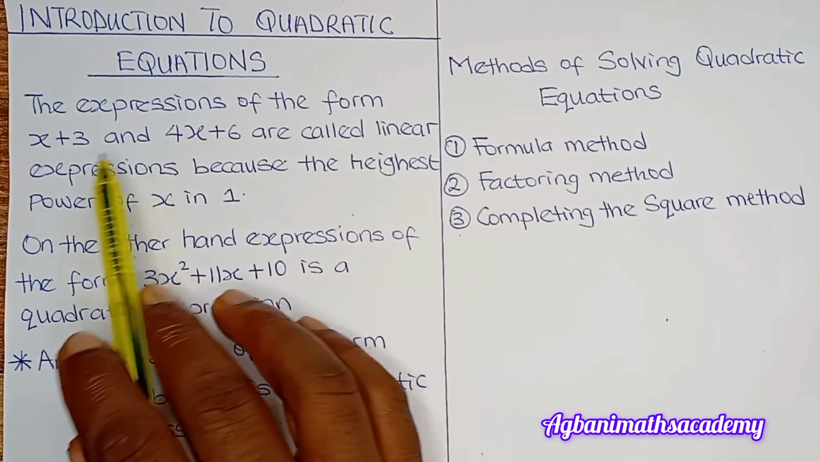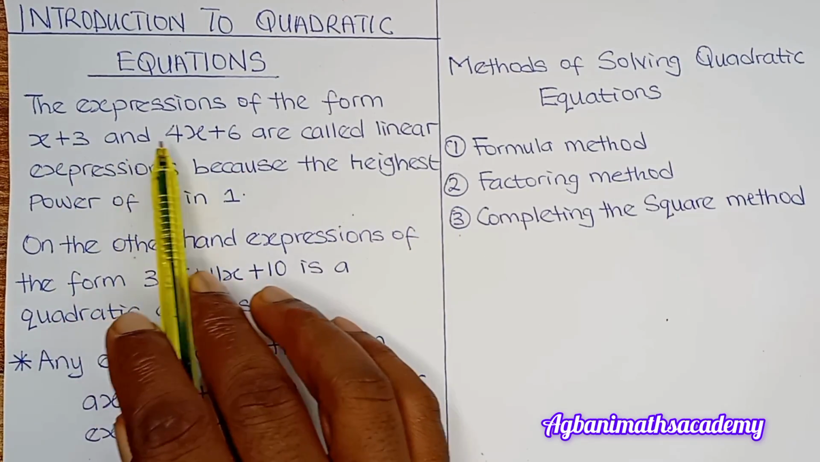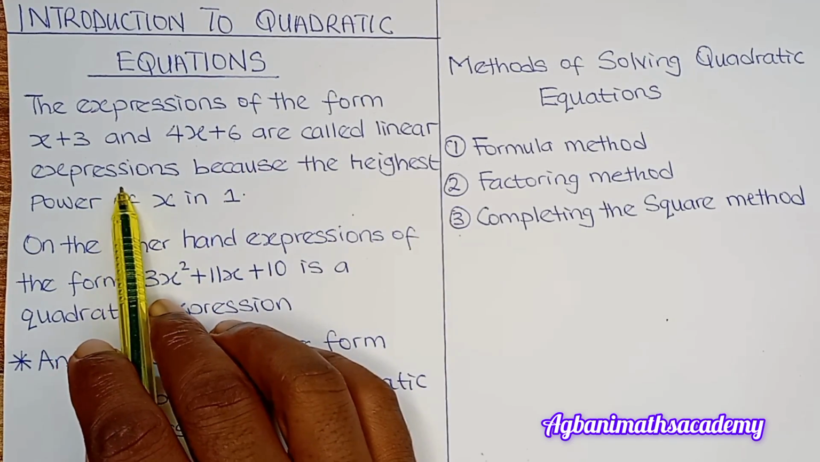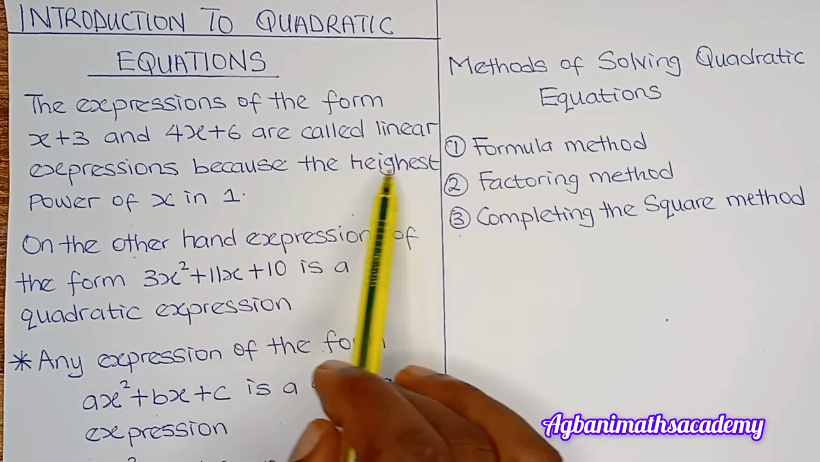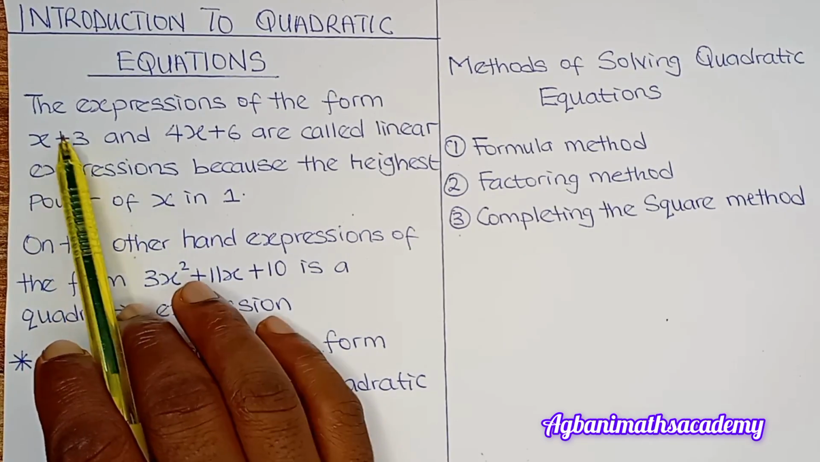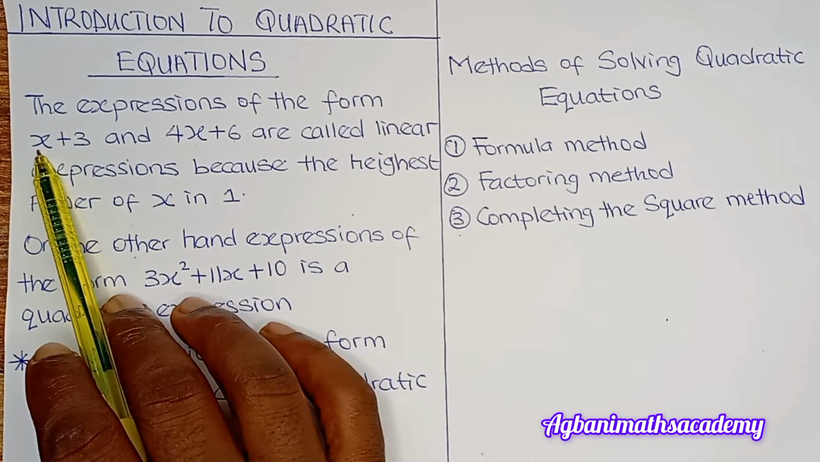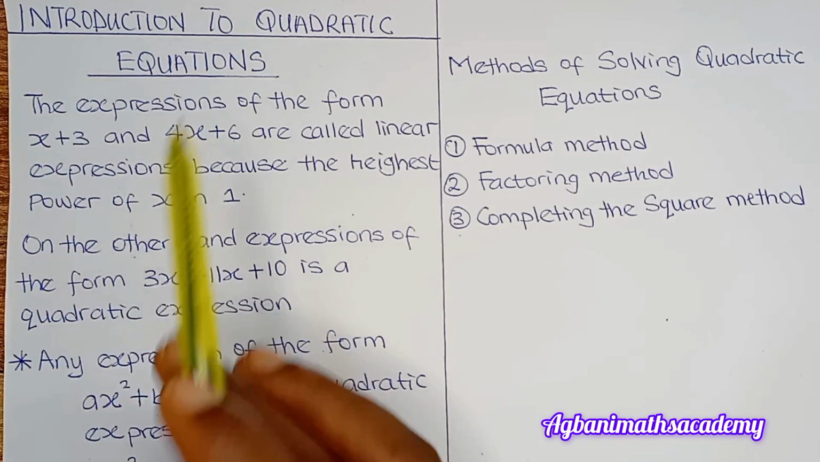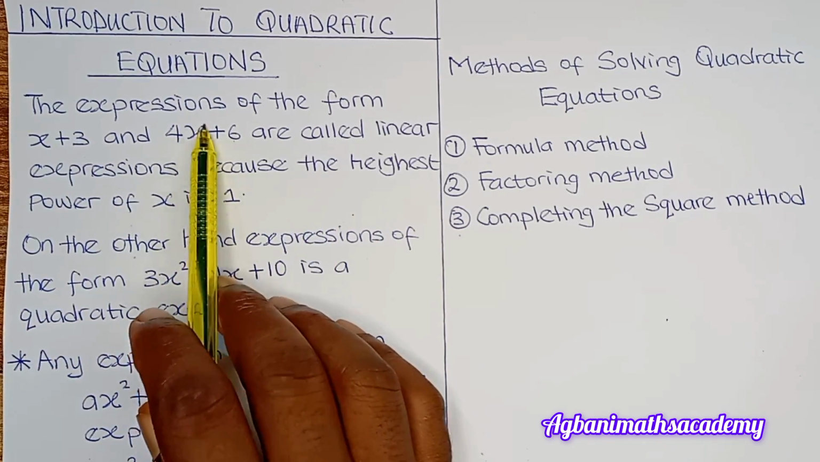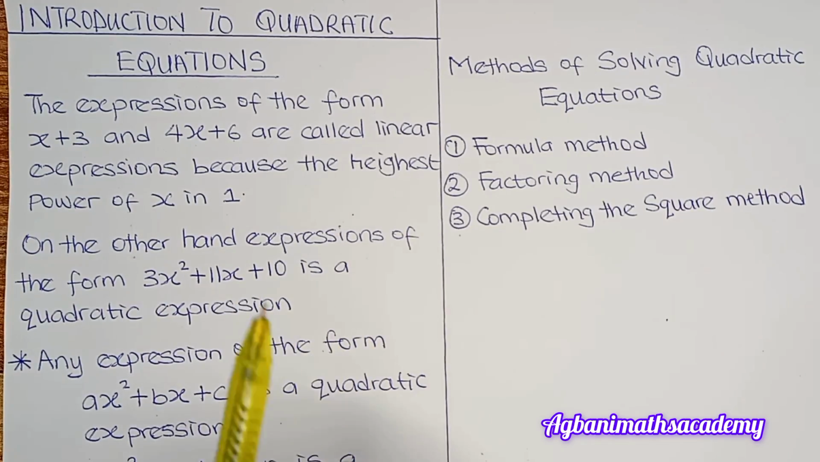The expressions of the form x plus 3 and 4x plus 6 are called linear expressions. This is because the highest power of x is 1. So if you look here, we have x plus 3. The power of x here is 1. So since it is 1, it is invisible. Here we have another x. The power of x here is also 1.